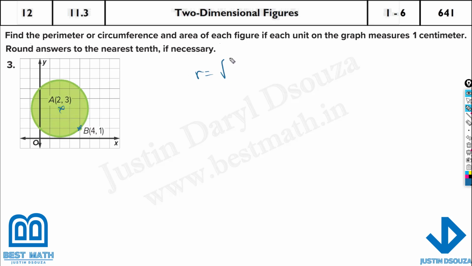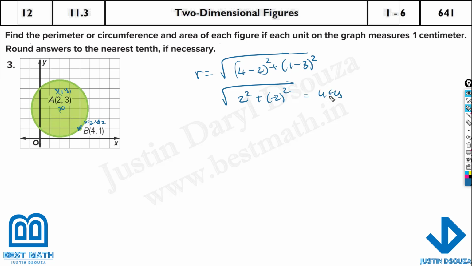So the radius will be given as square root of, we'll take this as x1, y1, and then this will be x2, y2. Or I can do the other way around as well. Here it'll be 4 minus, I'm not going to write the formula, it's x2 minus x1 the whole square plus y2 minus y1 the whole square. Here then 1 minus 3 the whole square. You can just put that in the calculator, you will get the answer. It's 2 squared plus minus 2 the whole square. So it's going to be 4 plus 4, square root 8. Square root 8 is very close to 3 but a little less than that. So that's the radius.